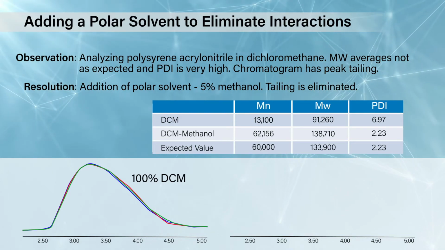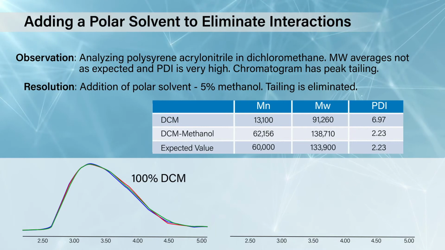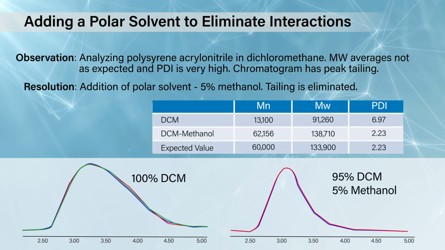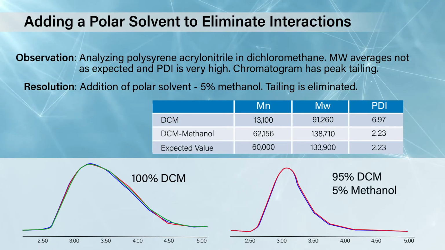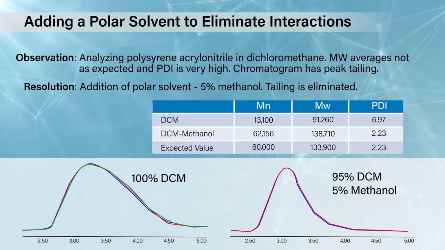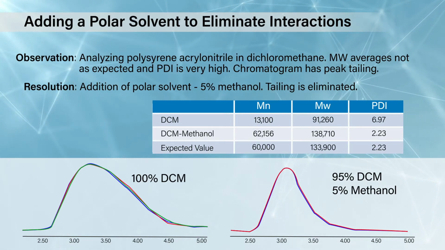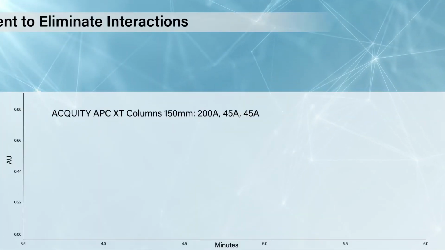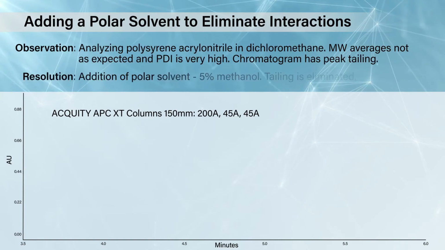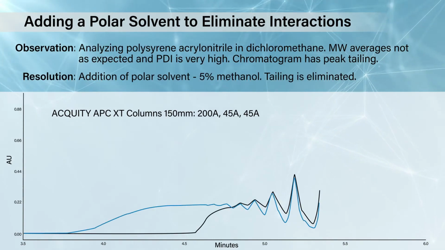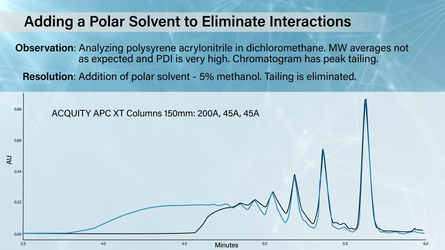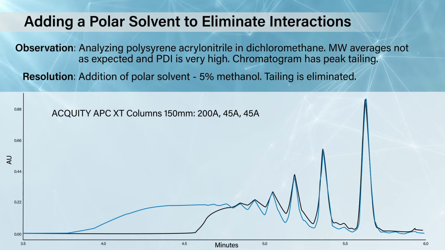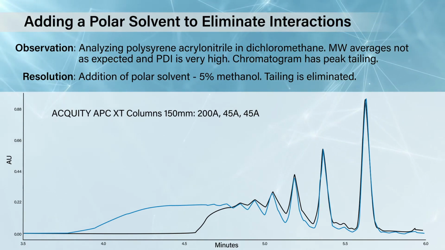But also we had expectations of what this molecular weight should be, and it was not as expected, and the PDI was very high. So in this case, I added a bit more of a polar solvent, so 5% methanol, and that brought the polymer distribution back to as expected, reducing those interactions. Similarly, here's a bisphenol A formaldehyde in THF, much lower averages than expected, as can be seen in the black trace. Again, add in a polar solvent, methanol again, and we see the true size distribution as expected.